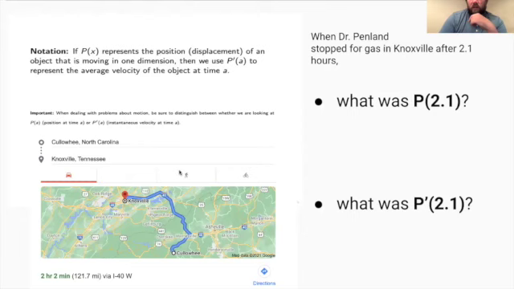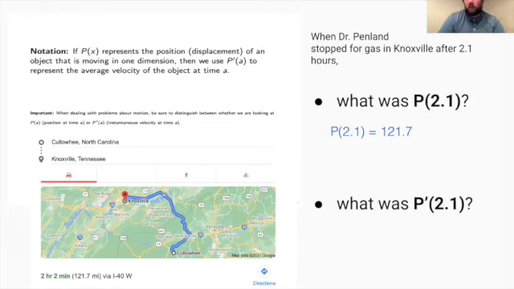So let's look at the example of my trip. If I stopped for gas in Knoxville after 2.1 hours, what was P of 2.1? So P of 2.1 represents the position, how far I was from where I started and in which direction. So P of 2.1 would be 121.7, since Knoxville is 121.7 miles from Cullowhee.